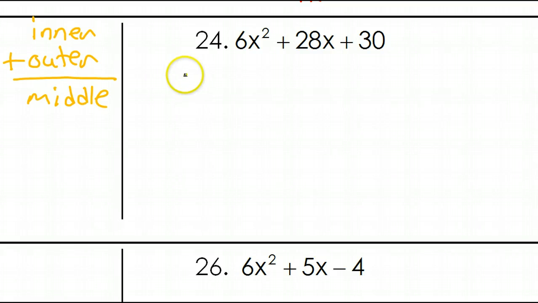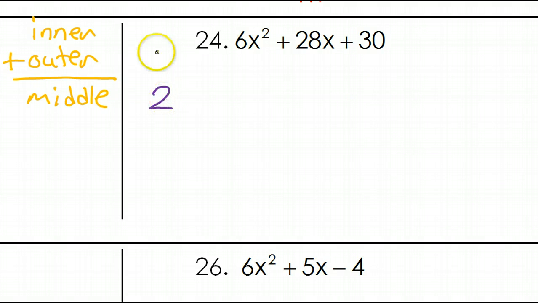Alright. Look at number 24. Be very careful. The first thing you always have to ask yourself is, is there a common factor? What is the greatest common factor? In this case, the greatest common factor is 2. All of these are divisible by 2. So we need to pull that out first before we do anything else.